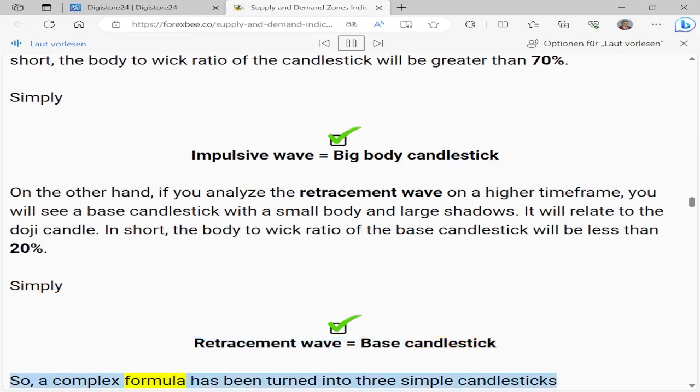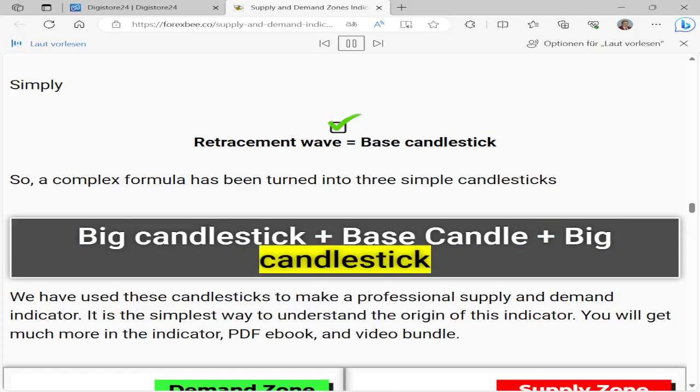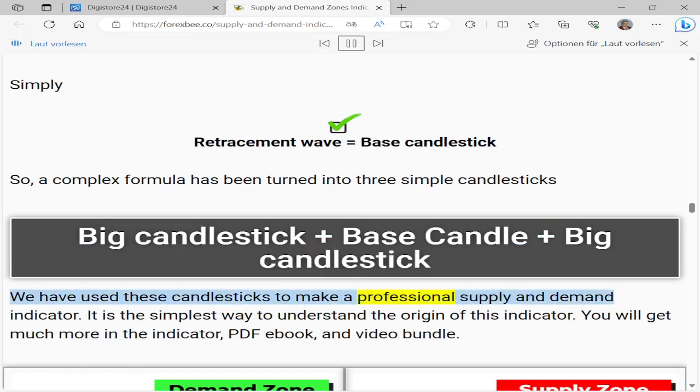So, a complex formula has been turned into three simple candlesticks: big candlestick plus base candle plus big candlestick. We have used these candlesticks to make a professional supply and demand indicator. It is the simplest way to understand the origin of this indicator.